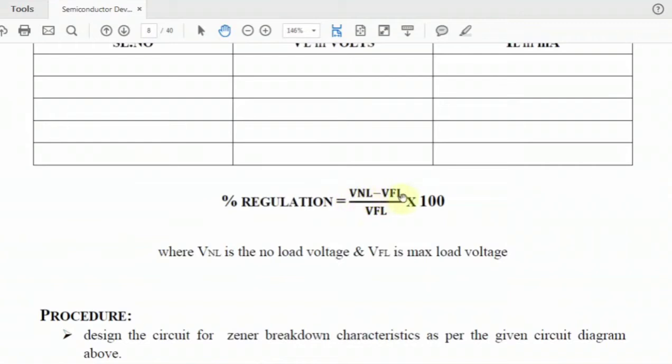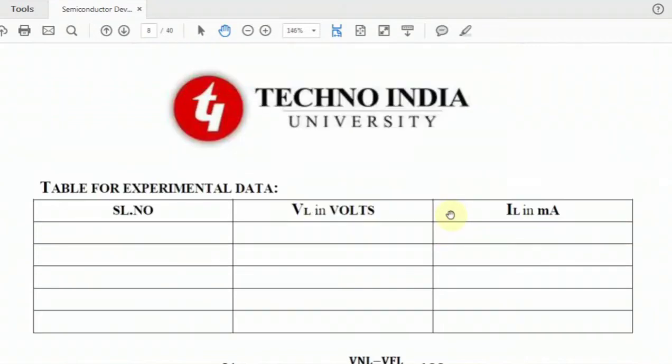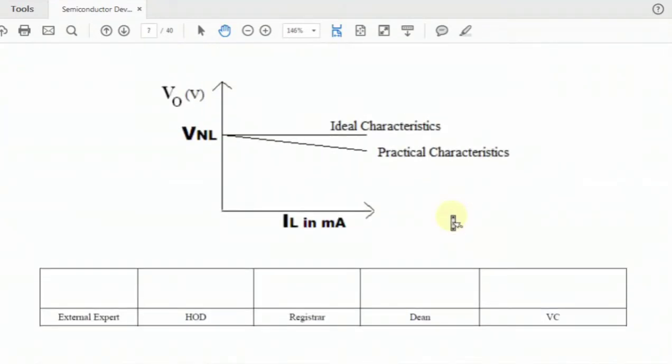Now that can be found out through this formula of percentage of regulation, that is the difference of no load voltage and full load voltage, that is maximum load, as a ratio to VFL, into 100. Now let us see the load regulation characteristic curve.